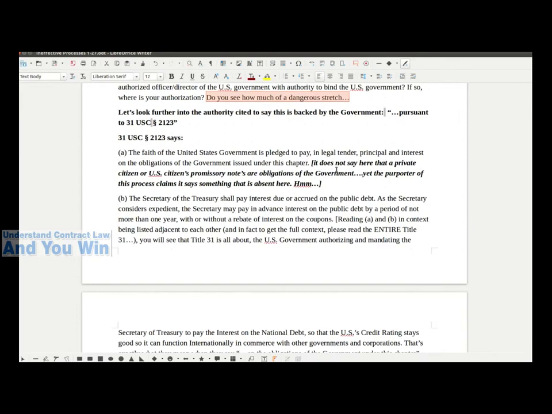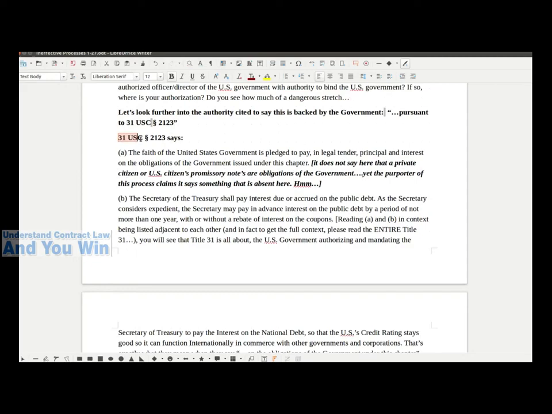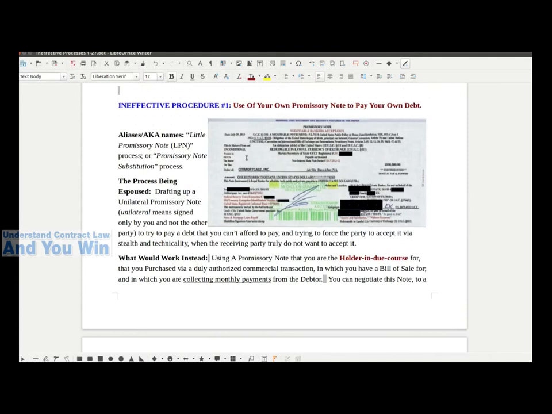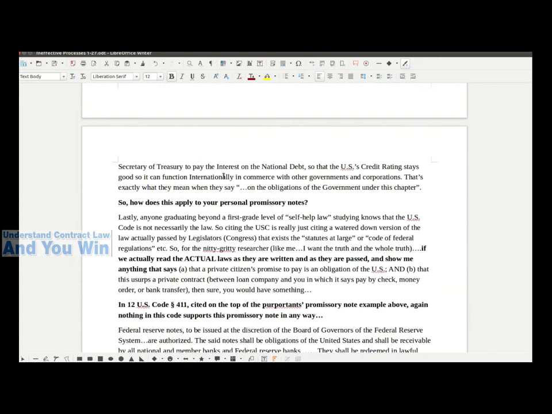Let's look further into the authority cited to say that this is backed by the government. On this note, it says pursuant to 31 U.S.C. subsection 3123. So let's read Title 31 of the United States Code, subsection 3123. Is that what it says, or does it say 2123? Let's pull it up online. I'm probably going to have to pause this so I can pull it up.